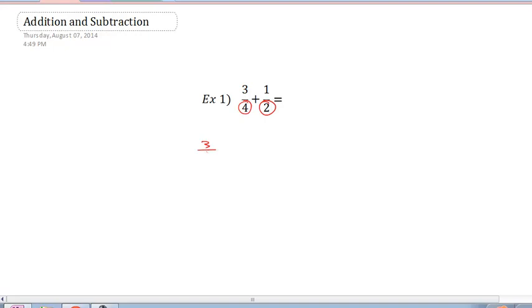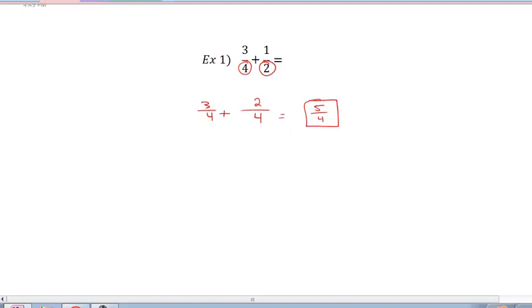So it's 3/4 plus, and now I need to change 1/2 into 4ths. And in order to do that, I make sure that I multiply the top and bottom by the same thing. So I multiply by 2 to get to 4, so I multiply by 2 on the top. And when I add these two things together, I get 5/4. That's my answer. Pretty straightforward. I mean, this is stuff that you've been doing for a long time, so it shouldn't be that surprising, and it should be relatively familiar.